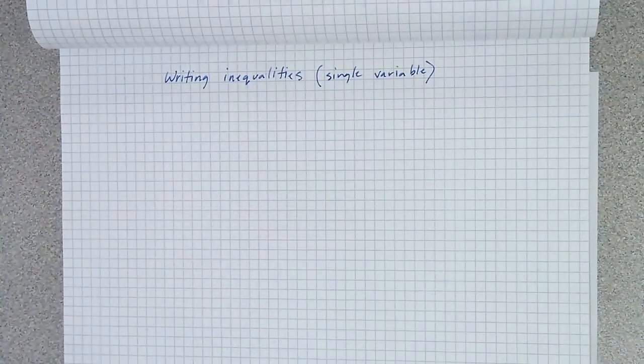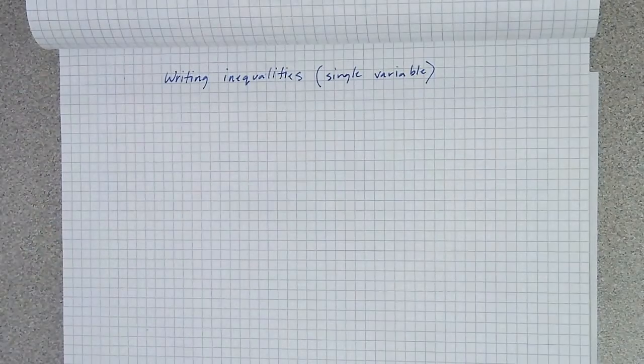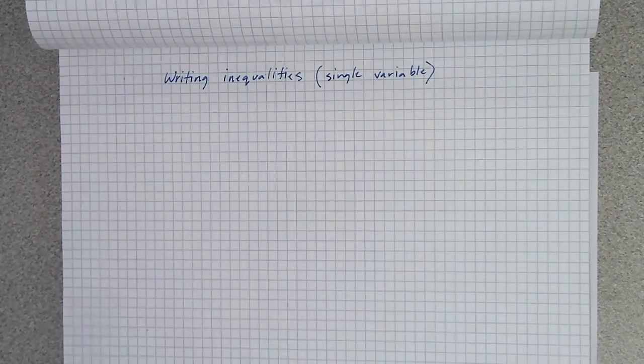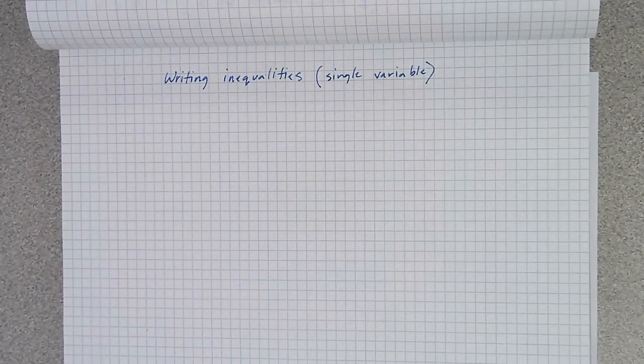All right, so chapter 9 is based on writing single variable inequalities, multivariable inequalities as well. We're starting with single variable, meaning there is just one variable, in this case, x.